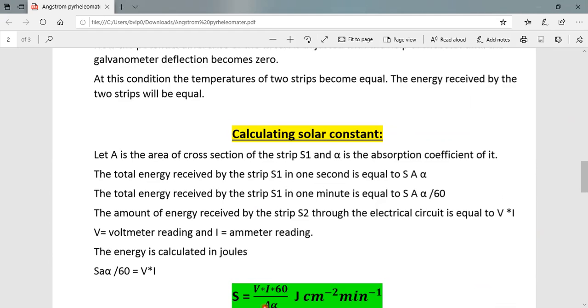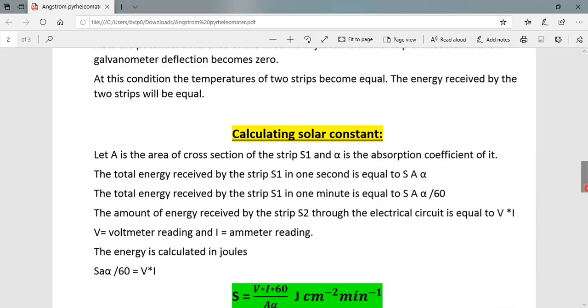Then the electric energy, which is calculated in terms of voltage and current, is V into I. In 1 minute, it is multiplied by 60 seconds, so it is V into I into 60 here. And now here we have to calculate this electric energy in terms of the solar constant also. As we define the solar constant, it is the energy received by unit surface area.